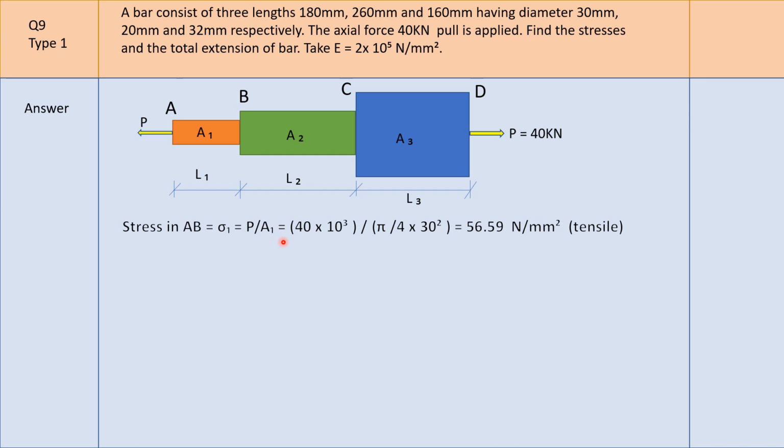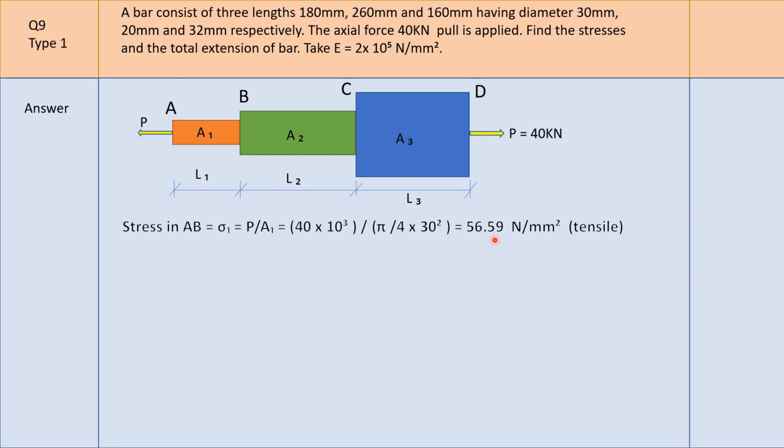Press bracket open, then 40, press exponential 3, bracket close, divided by bracket open, shift pi divided by 4 into 30, then press the x square button, bracket close, is equal to, and see that you get the answer 56.59 Newton per mm square. As the force P is tensile, the stress sigma 1 also will be tensile.